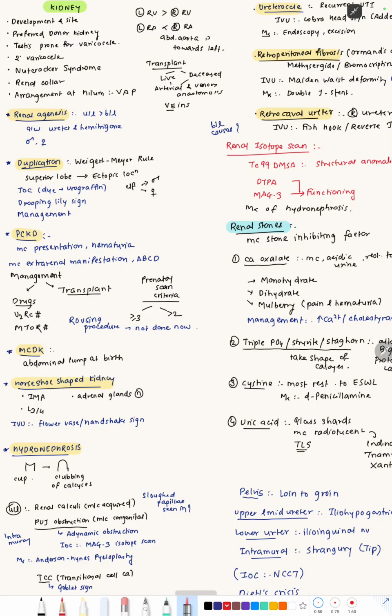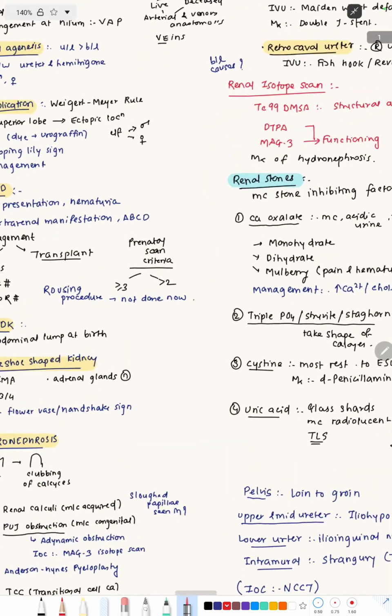Now, that is the renal agenesis. So renal agenesis is more unilateral as compared to bilateral. It is also associated with agenesis of the ureter as well as the hemitrigone. Now it is also associated in males with undescended testes, while in females it is associated with the absent fallopian tube.